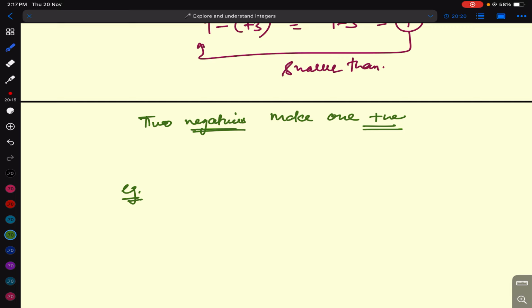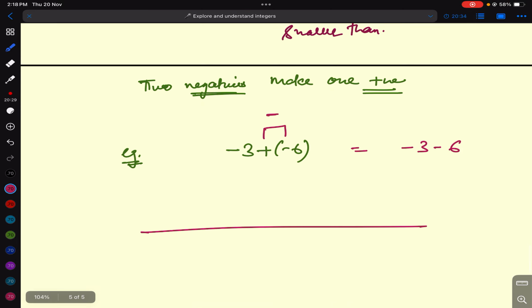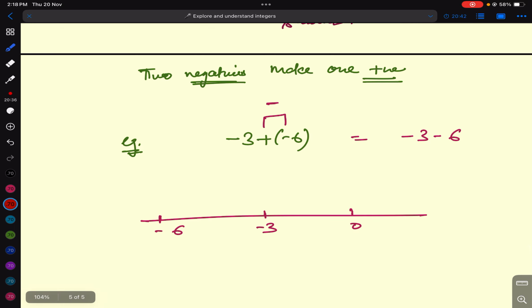Let's take the final example on this lesson, which is -3 plus -6. Now what is plus and negative? That is still negative. So now this is going to give you -3, -6. Yes. And now we have already seen here from the number line. So let's say if this is your -3 and this is your -6. So what is -3? This.